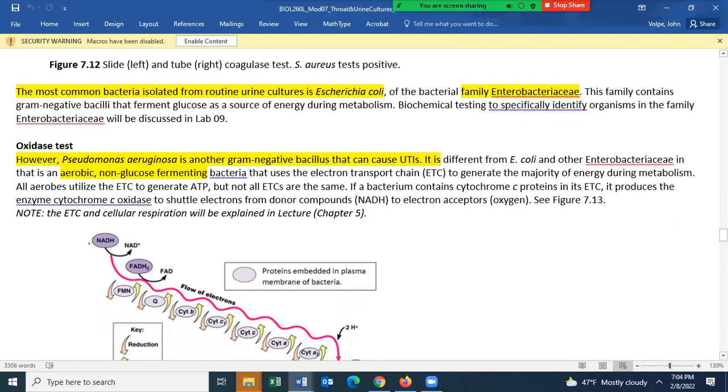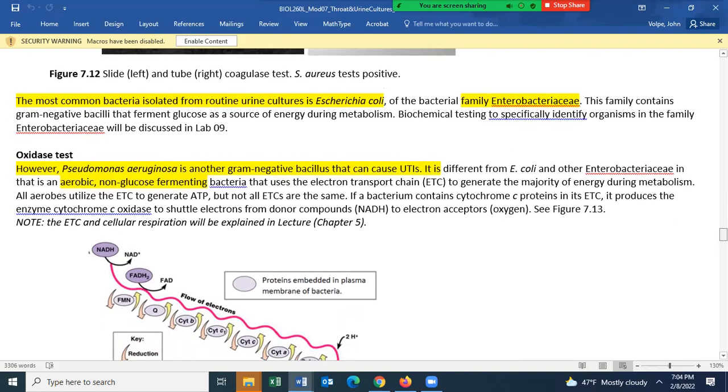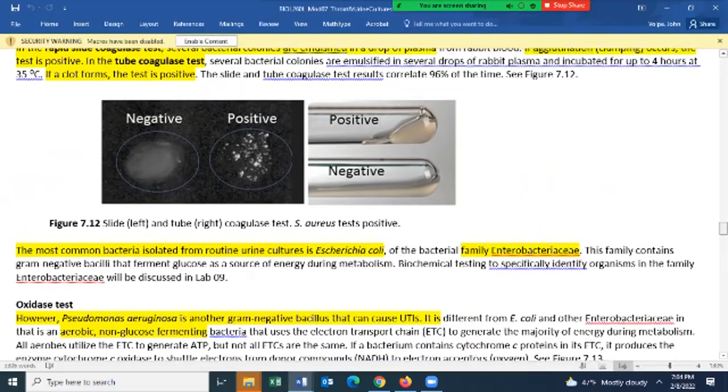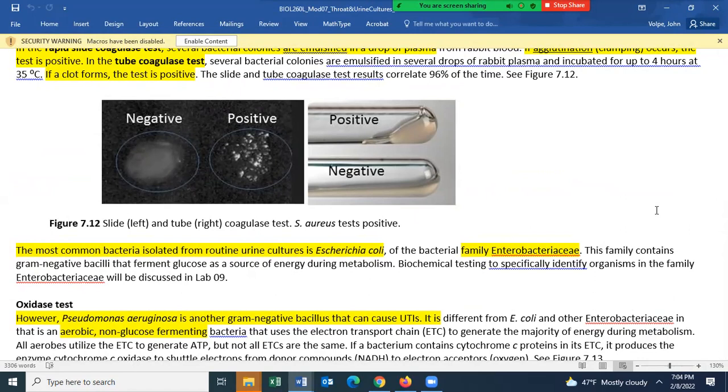Does Pseudomonas grow on the blood agar? Yes, it does. Blood agar is very rich. It will grow most things, not everything, but most things. Everything that'll grow on tryptic soy agar, at least as far as I know, grows on blood agar. And things that won't grow on tryptic soy agar, like Streptococcus pyogenes, will grow on blood agar.